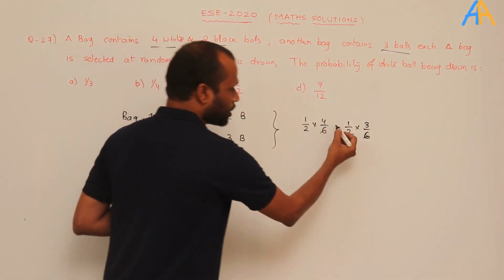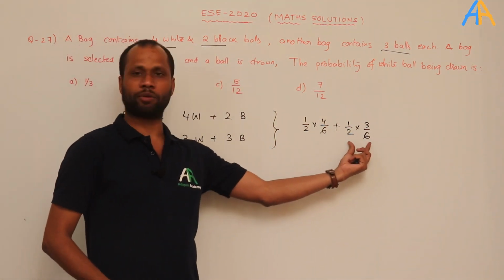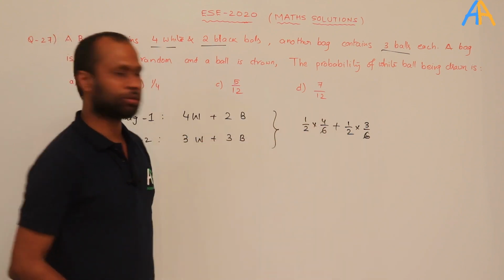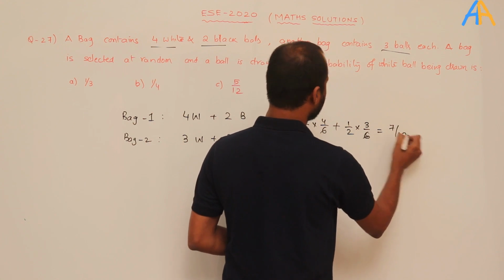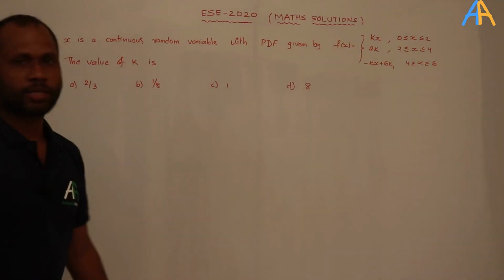The total probability of choosing a white ball is choosing it from bag 1 plus choosing it from bag 2. That is 1 by 2 into 4 by 6 plus 1 by 2 into 3 by 6. 4 by 12 plus 3 by 12, that is 7 by 12. So the correct option is option D. Let's see the next question.